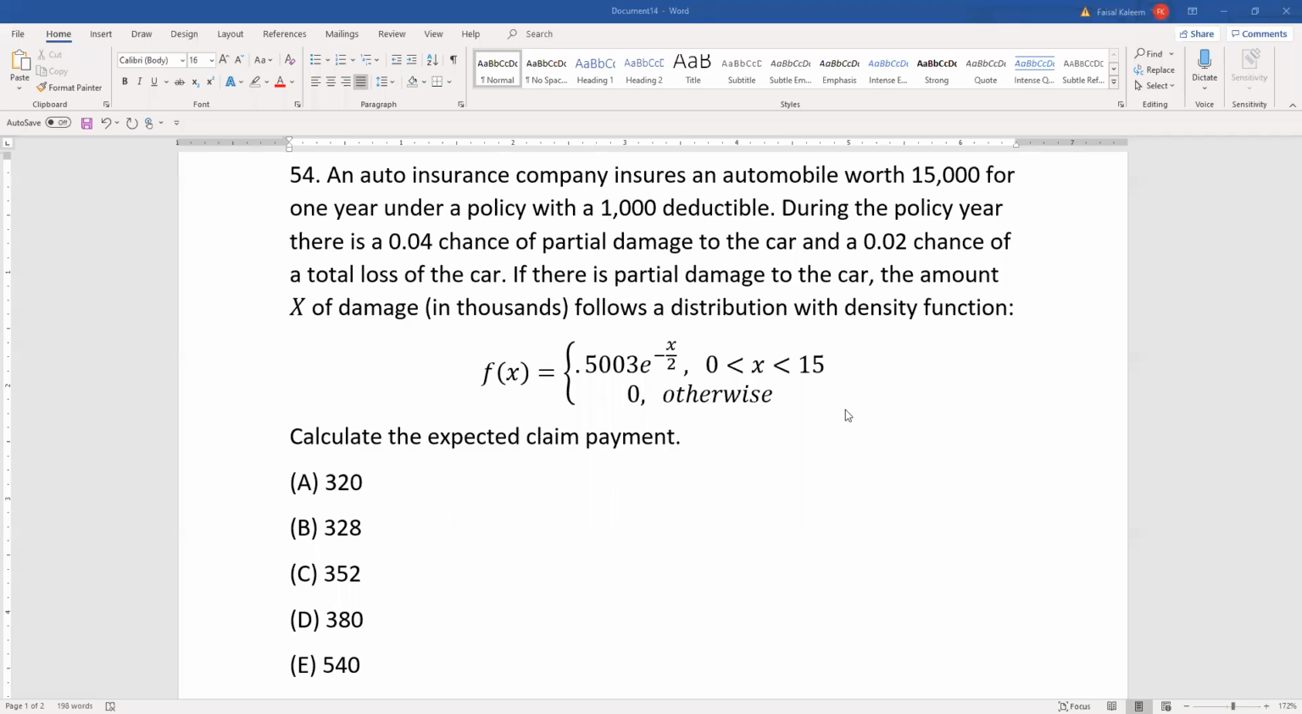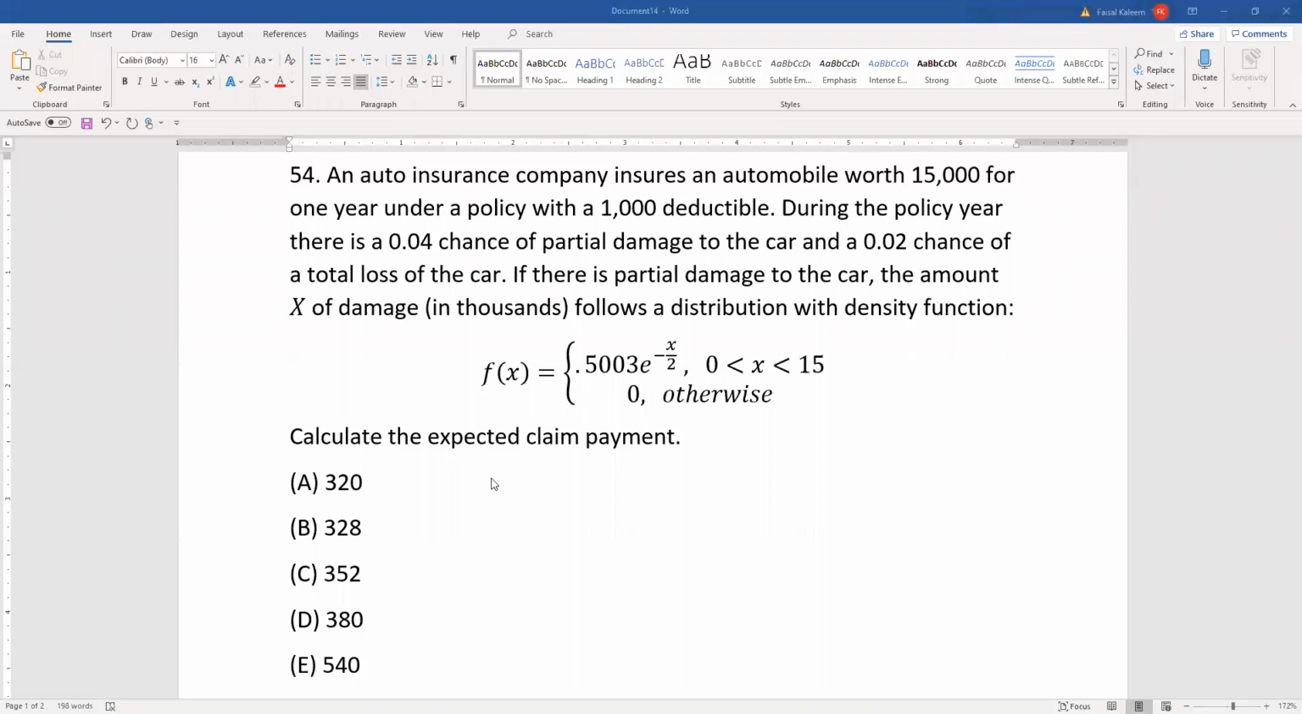An auto insurance company insures an automobile worth 15,000 for 1 year under a policy with a 1,000 deductible. During the policy, there's a 0.04 chance of partial damage to the car and a 0.02 chance of total loss. If there's partial damage, the amount of damage follows this PDF. Calculate the expected claim amount.